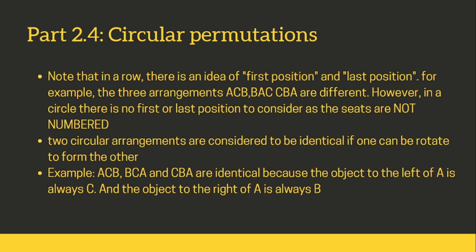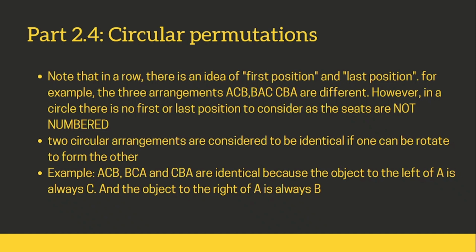So now on to circular permutations. Note that in, let's say, a usual row, there's an idea of a first position and a last position. So for example, the arrangements ACB, BAC, CBA are different. However, in a circle, there's not necessarily a first or last position to consider, as long as the seats are not numbered. Because two circular arrangements can be considered identical if we just rotate that circle by, let's say, 60 degrees or 120 degrees or 180 degrees. And so, as a result of rotating, you can end up getting these duplicate positions.